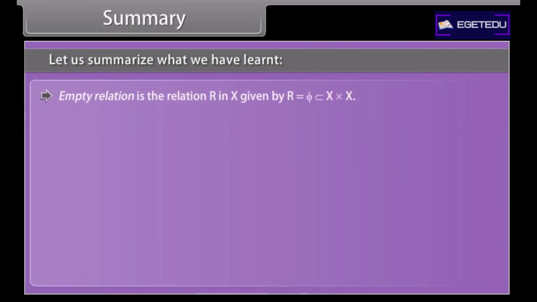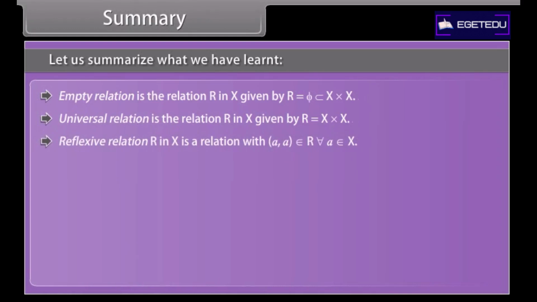Empty relation is the relation R in X given by R equals the null set, which is a subset of X cross X. Universal relation is the relation R in X given by R equals X cross X. Reflexive relation R in X is a relation with (a, a) belongs to R for each a belongs to X.